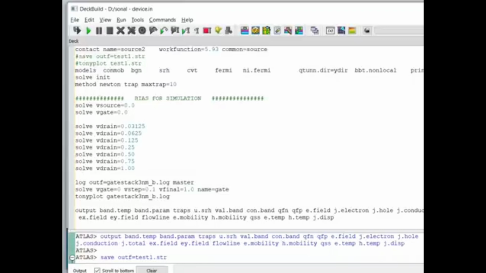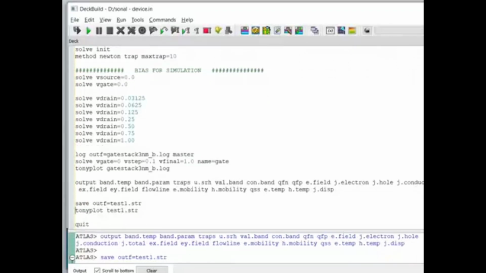Next, I will define the various commands: output band, trap charges, surface potential, electron density, electron mobility. You have to mention this code to find out surface potential and electron density from the structure file. Next, you have to save the structure file and you can observe it with the help of the TonyPlot command. And the last one is quit.